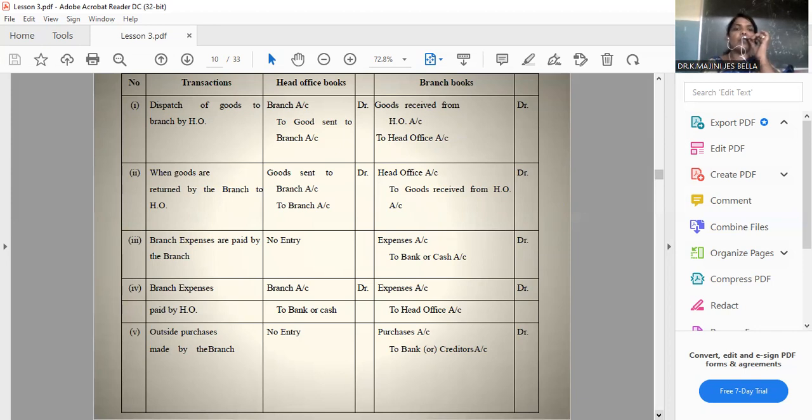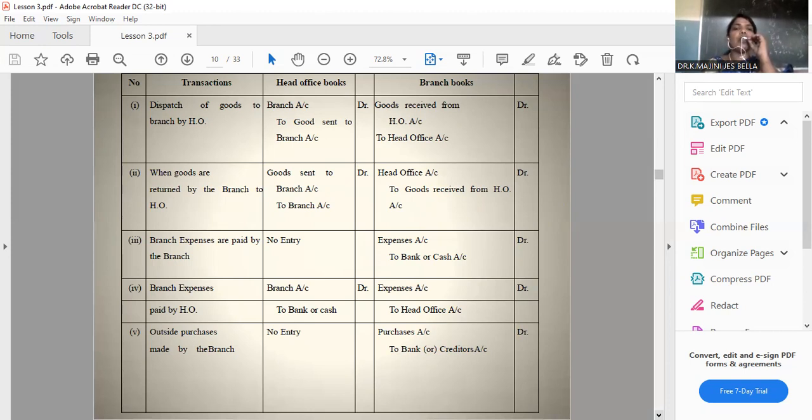Okay. So the next one is when goods are returned by the branch to head office. When the goods are returned by the branch to the head office, what is the journal entry in the head office books? Goods sent to branch account debtor to branch account. But in the case of branch account, what is the journal entry? Head office account debtor to goods received from head office account. Okay. So the next transaction is branch expenses are paid by the branch.